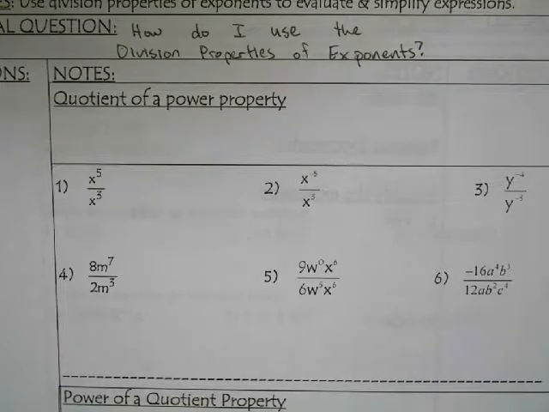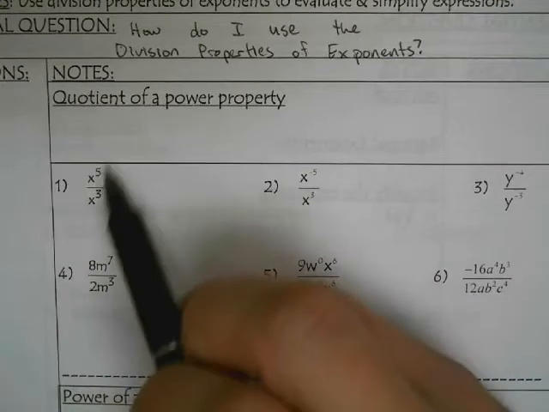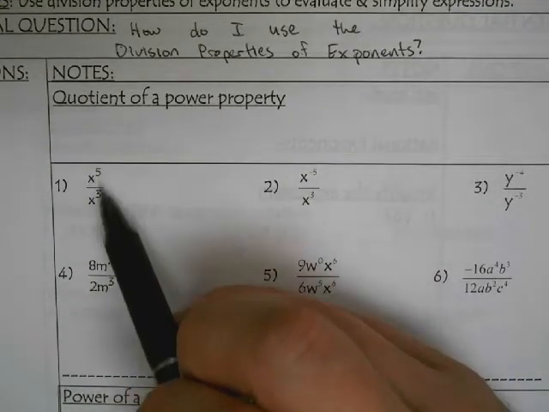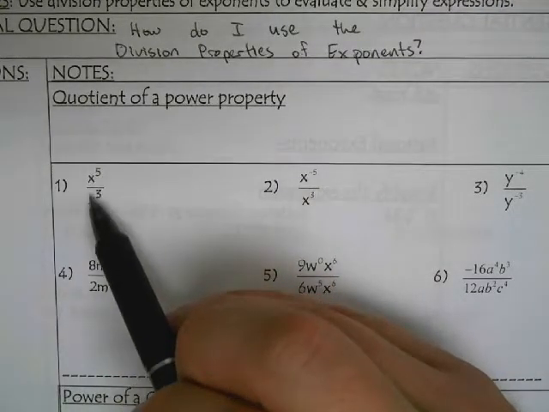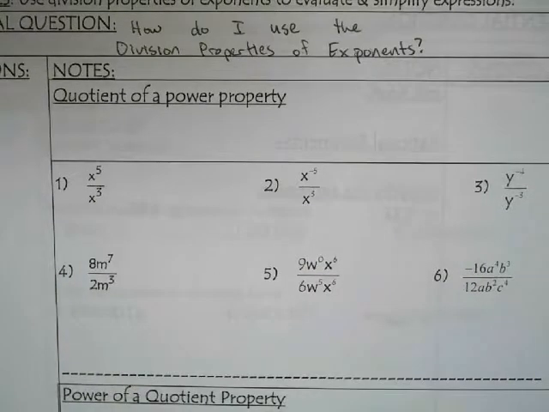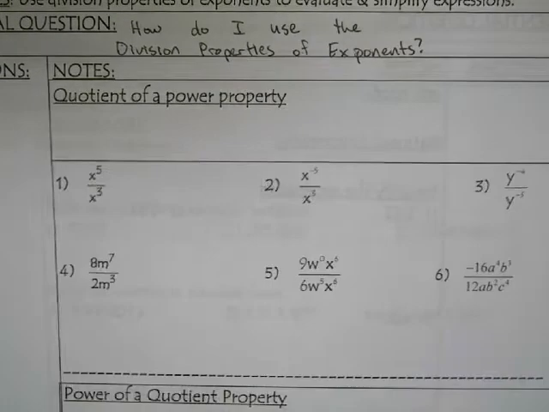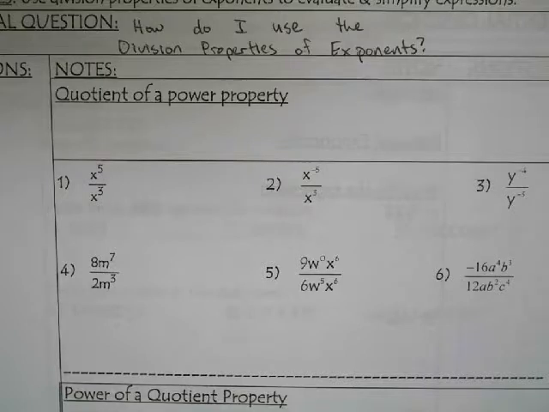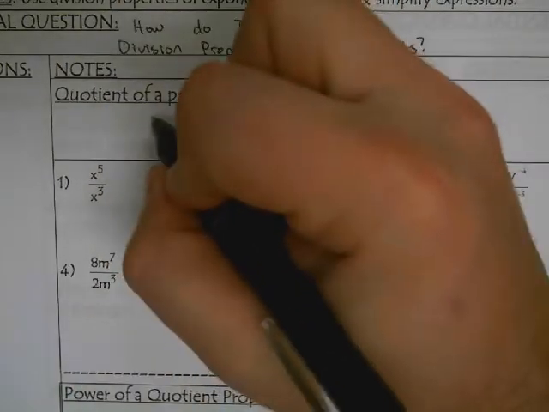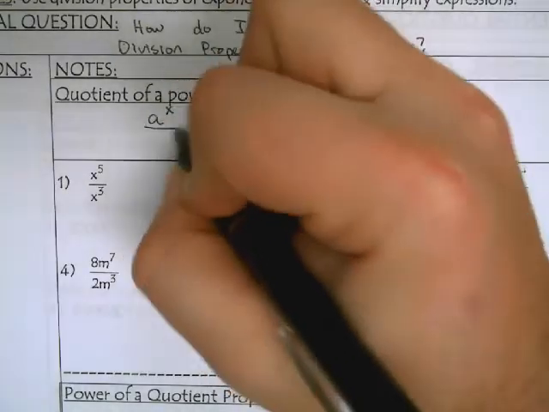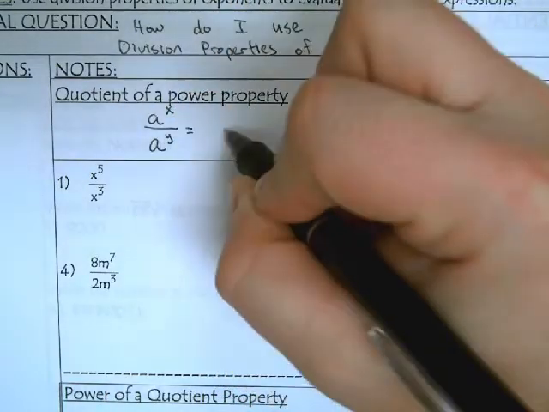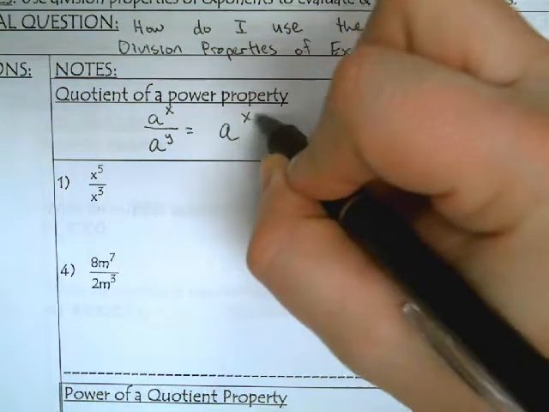So, like the last lesson, when we were multiplying similar bases, we would add the exponents. So if I'm dividing similar bases, what do you think will happen with the exponents? We will subtract them. So when I have a to the x over a to the y, that is equal to a to the x minus y.